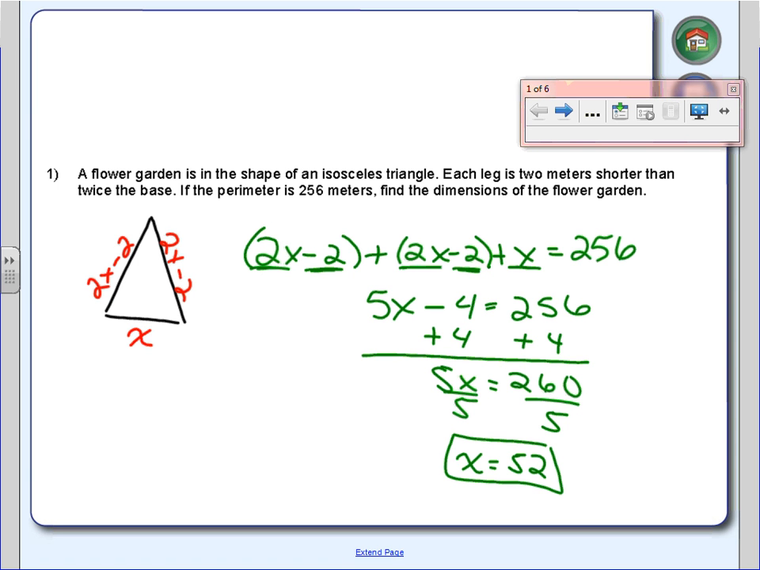Now keep in mind, 52 is only part of the answer, because the question says find the dimensions of the flower garden. So we have to find all the dimensions. Right now all we have is the base. We know the base is 52, but we still have to figure out what the legs are. So let's use what we know. We know it's 2x minus 2. So if I plug in 52 here, 2 times 52 minus 2 would be how much? 102. So each leg is 102. All right, so the dimensions here are 102, 102, and 52. So these would be our solutions. All three of these. Make sure you have all three.